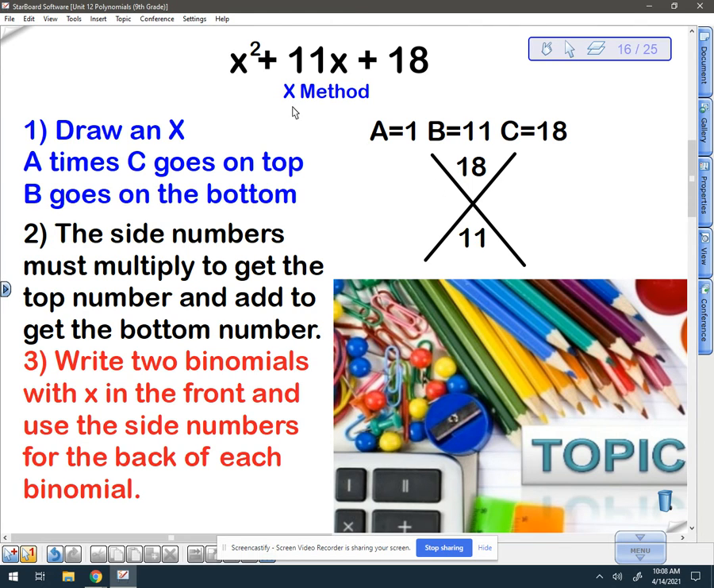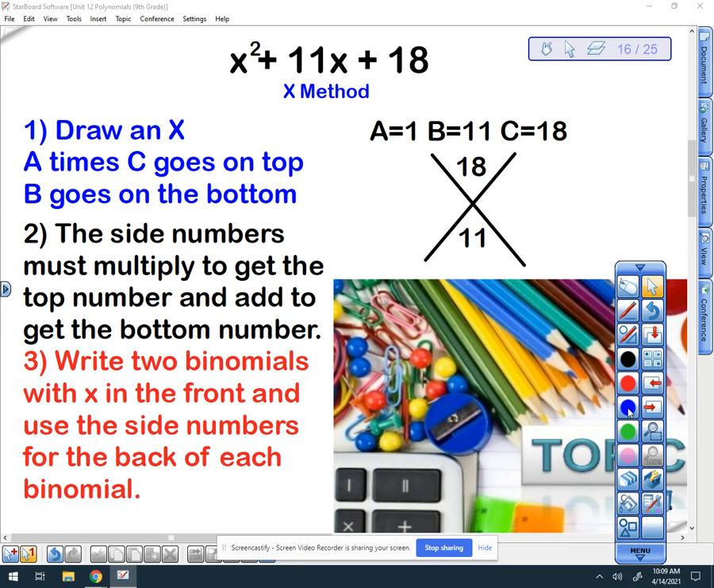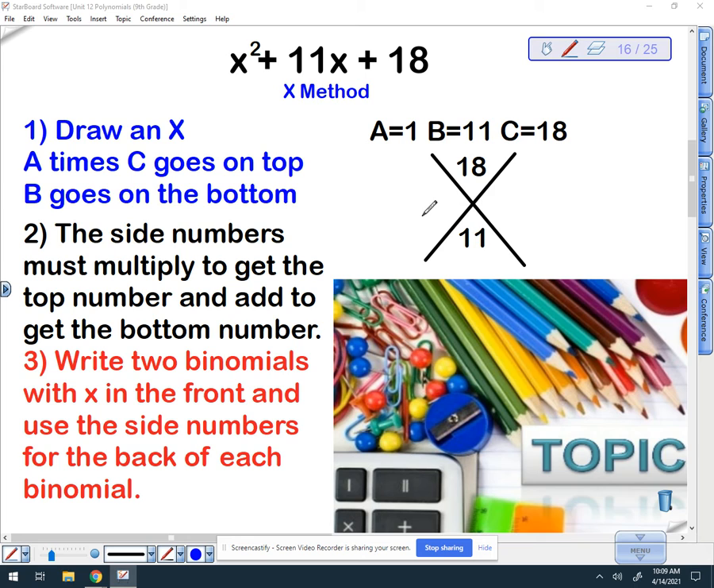So that's the very first thing you do. Draw an X. 1 times 18 is 18. B is 11, and 11 goes on the bottom. The next thing you do is figure out the side numbers on the X. The side numbers must multiply to get the top number and add to get the bottom number. So it's kind of like a little puzzle now. We have to figure out, okay, what times what will give me 18, but if I add them, gives me 11.